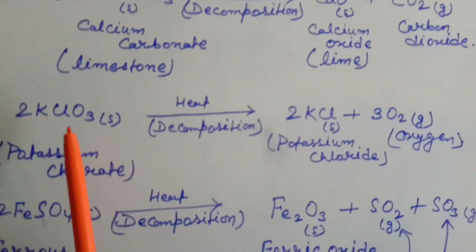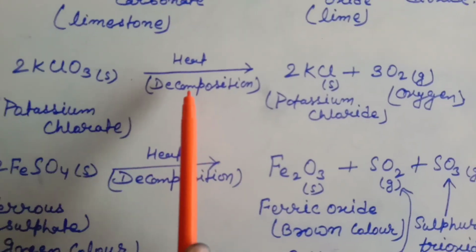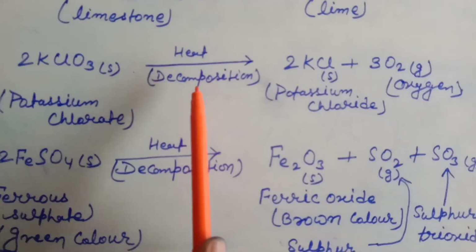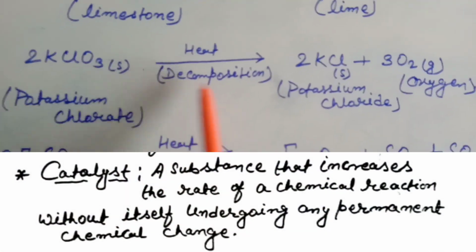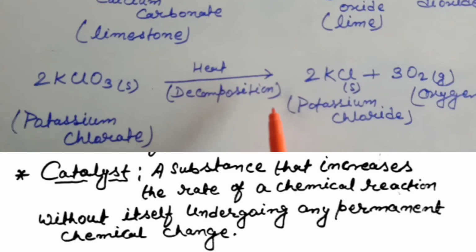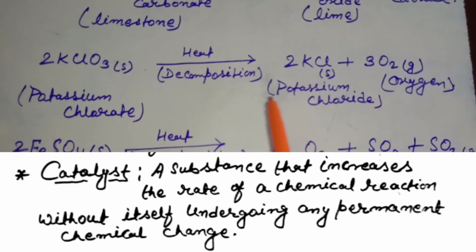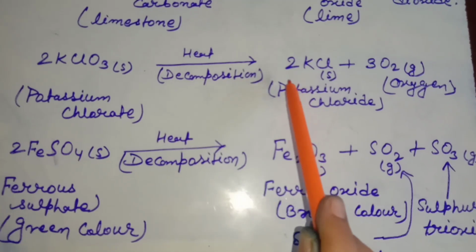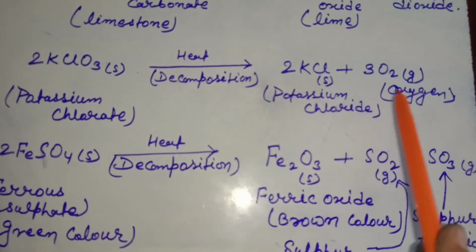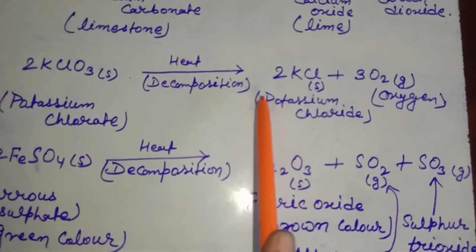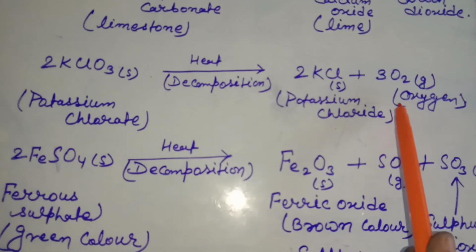Now the next example is here, when potassium chlorate is heated. Potassium chlorate is heated, but in this case there is one catalyst. This reaction occurs in presence of catalyst. And what is the catalyst? That is the manganese dioxide. Manganese dioxide we have taken as a catalyst. Here this potassium chlorate breaks down into potassium chloride and oxygen. This decomposition reaction is basically used in industries to get the oxygen gas.